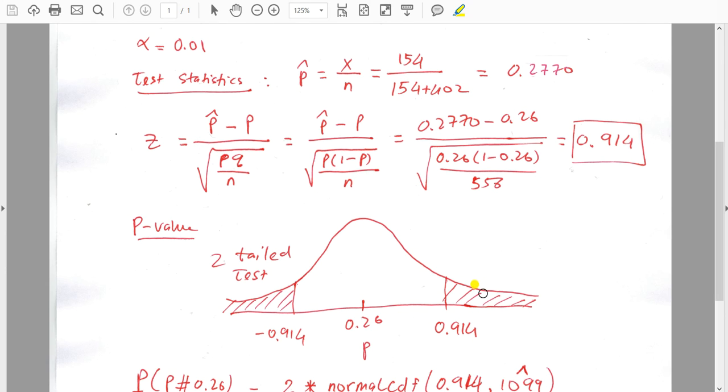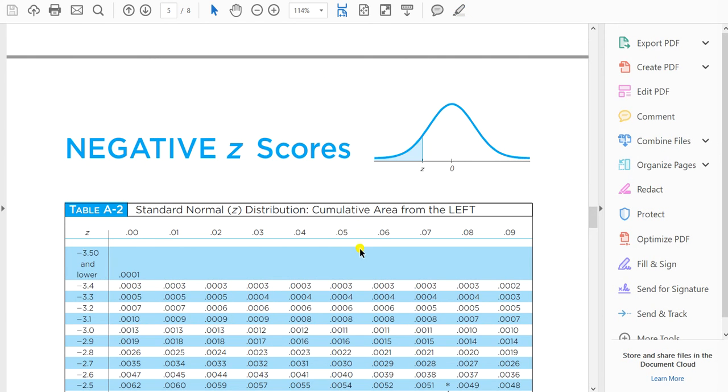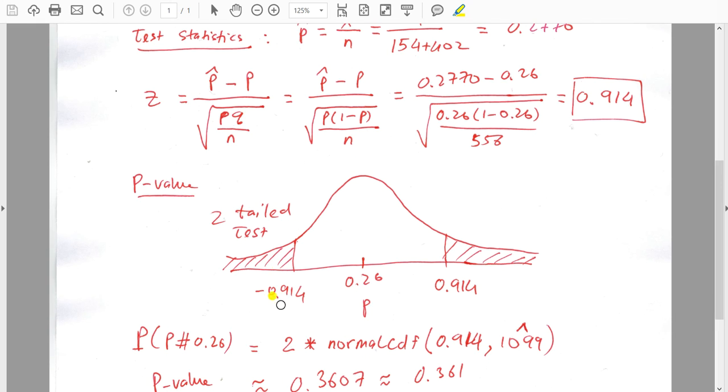They are symmetrical, so you just have to find one area, either this portion or this portion, and then just multiply by 2, and then you get the area of both sides. Now because we are trying to find the area here on the left side, I have to use the negative z-score because it counts from that point all the way to the left. So I have to pick the left point or the negative z-score, in this case minus 0.914.